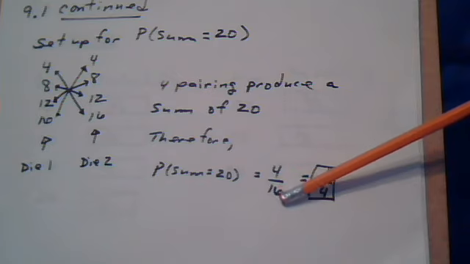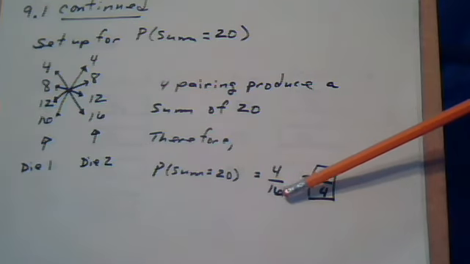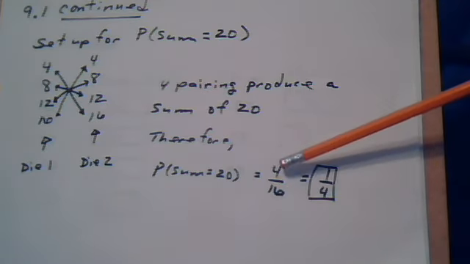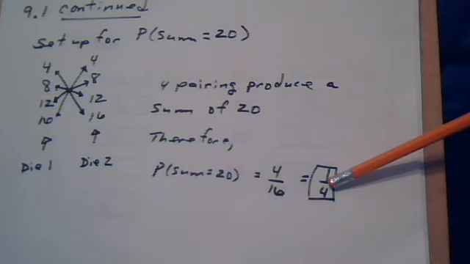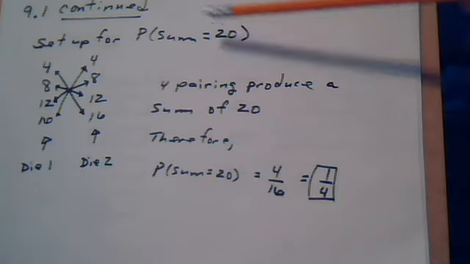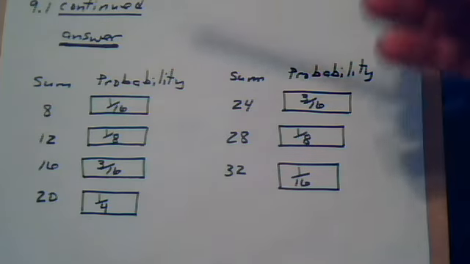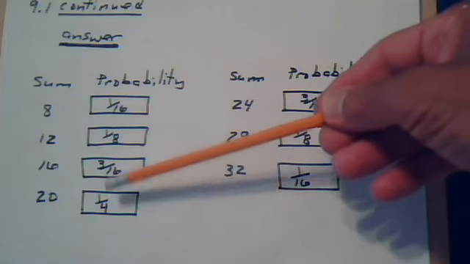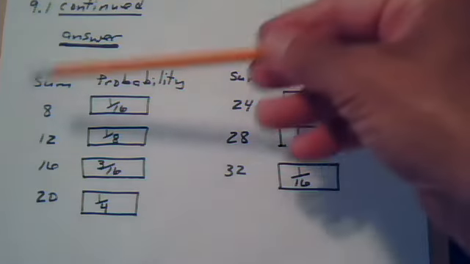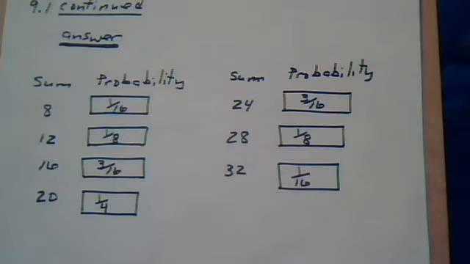And there are a total of 16 ways you could pair them up. Remember, the denominator is not going to change. So now you reduce, and the probability of getting a sum of 20 when you toss these two dice is 1/4. So you do the same, and you'll be able to get the probability for each one of these sums. This is called the probability distribution for this particular problem.